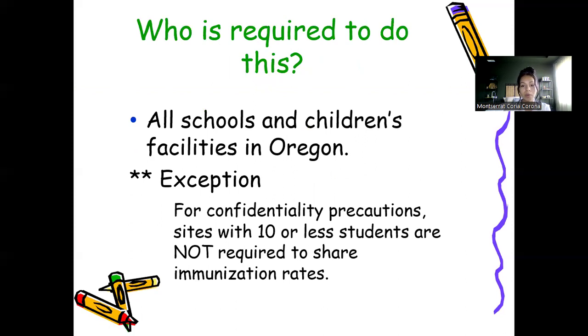And who is required to share immunization rates? All schools and children's facilities in Oregon are subject to this requirement. So this includes both public and private schools. The only exception is for sites with 10 or fewer students. For confidentiality precautions, sites with 10 or fewer students do not need to share their immunization rates.